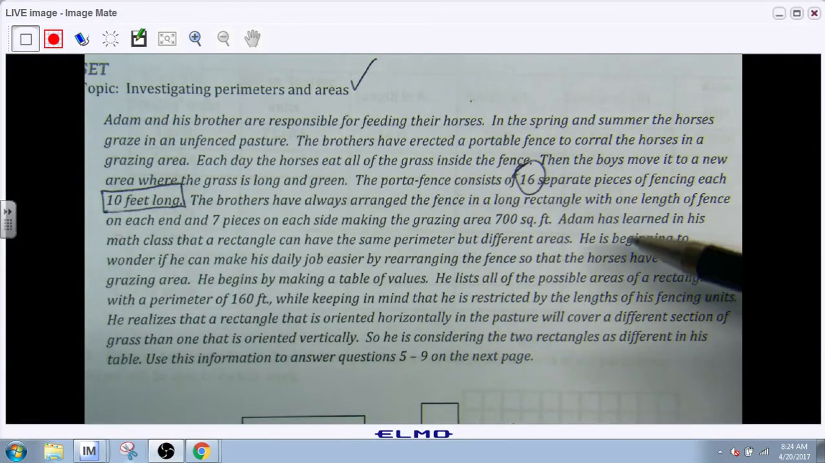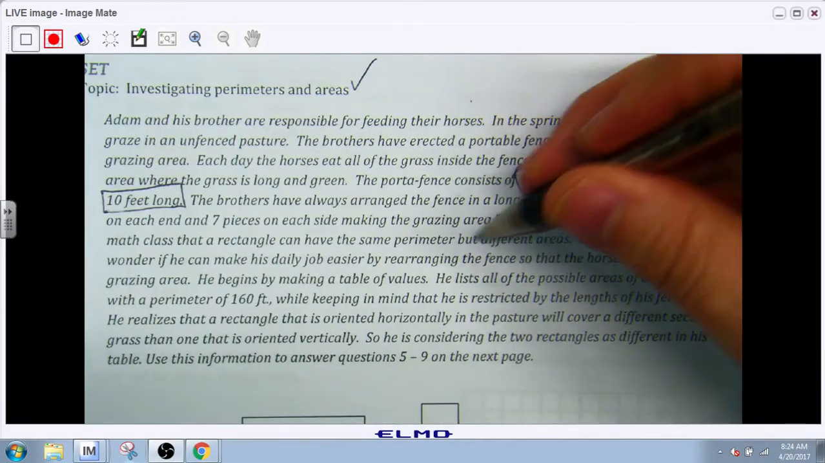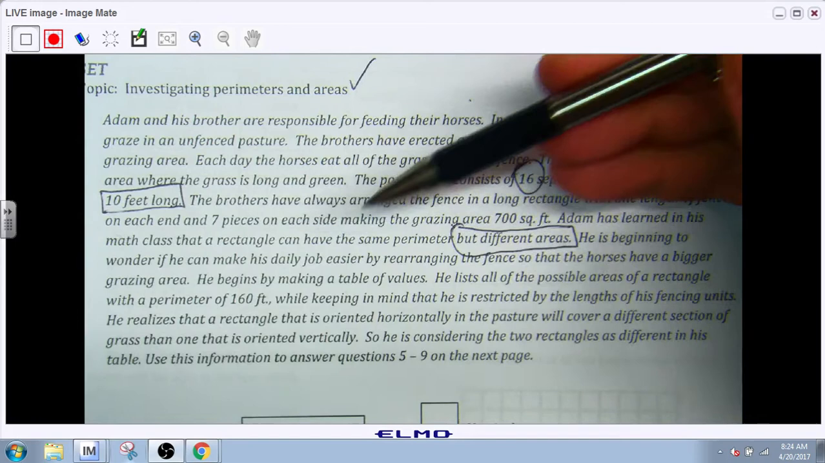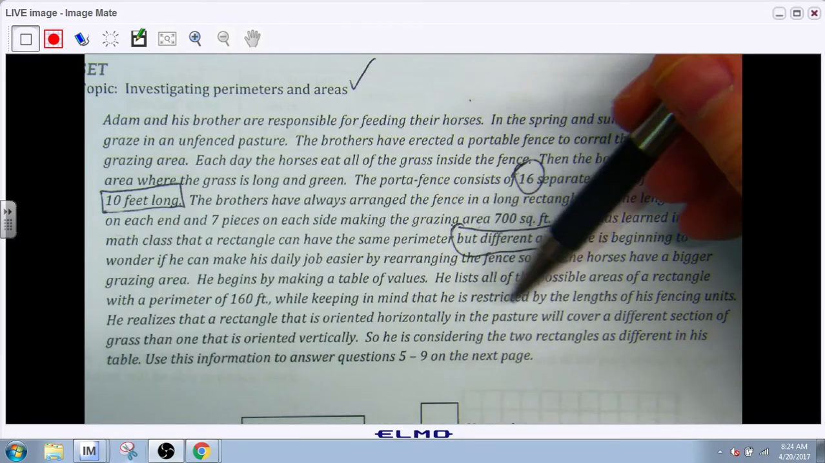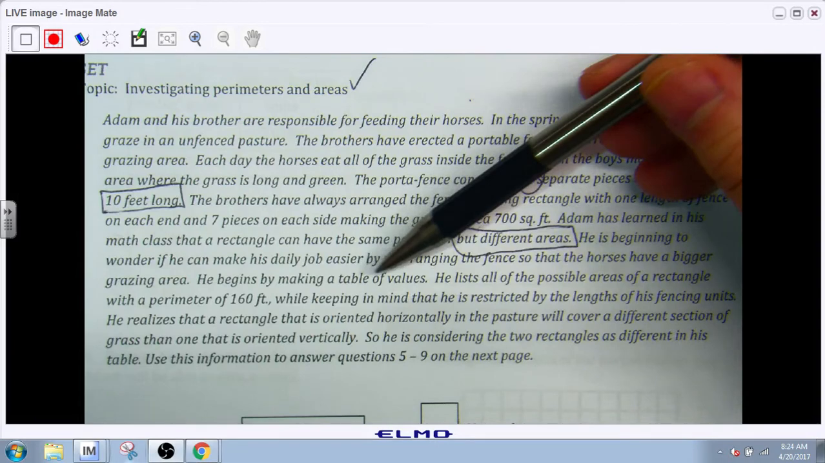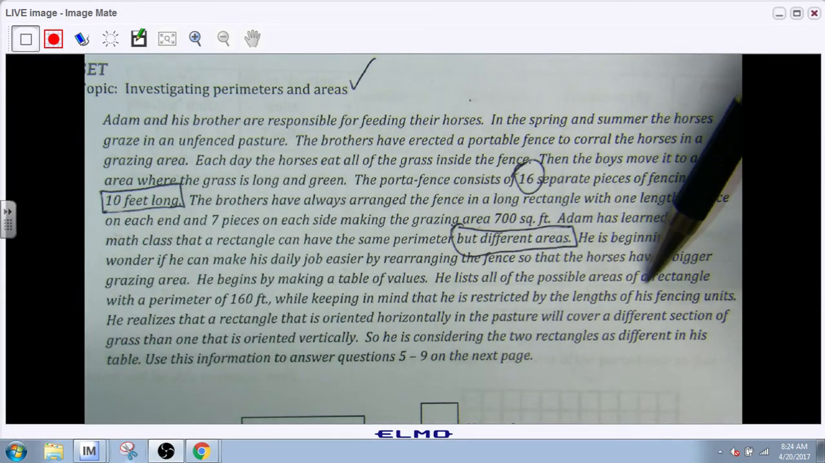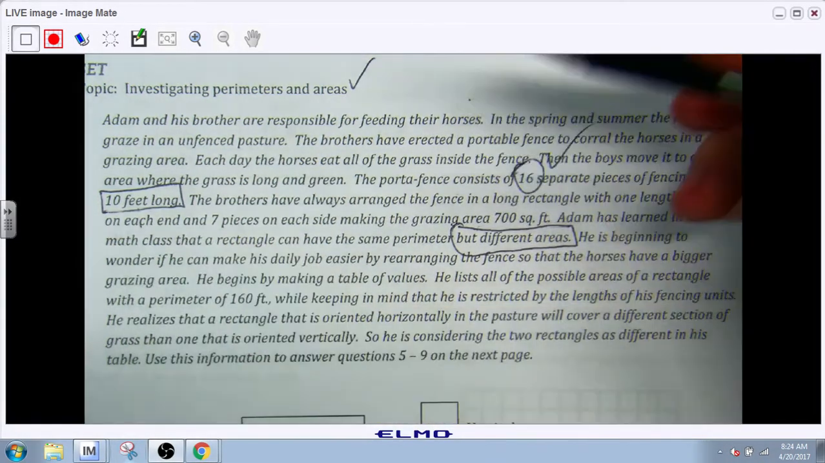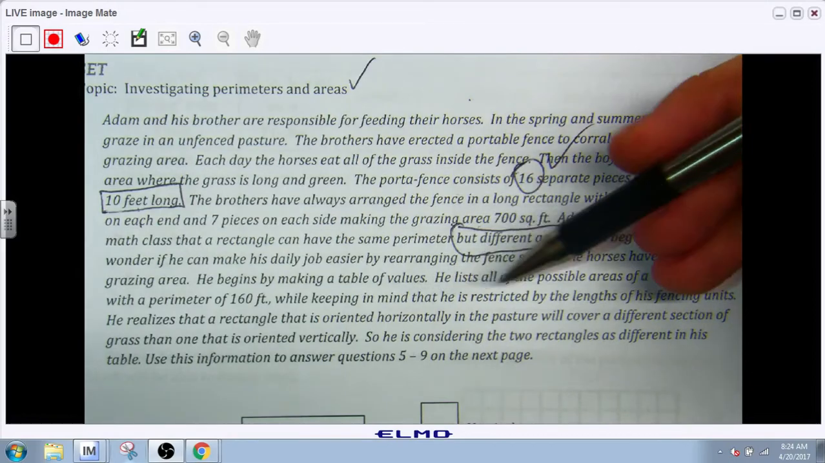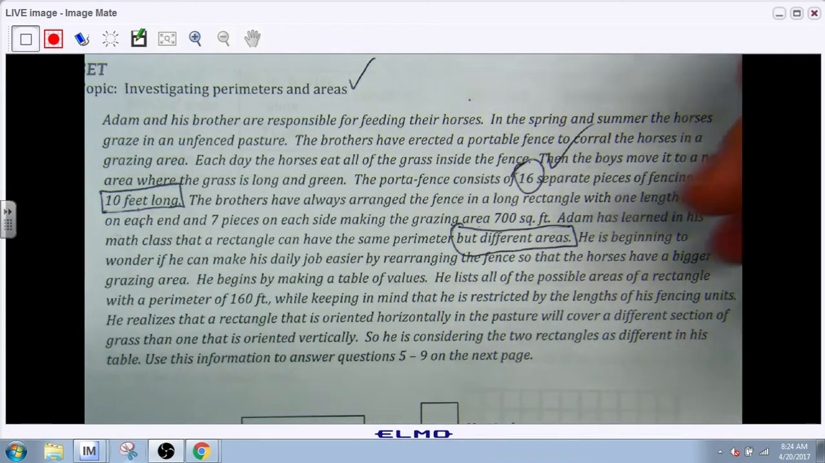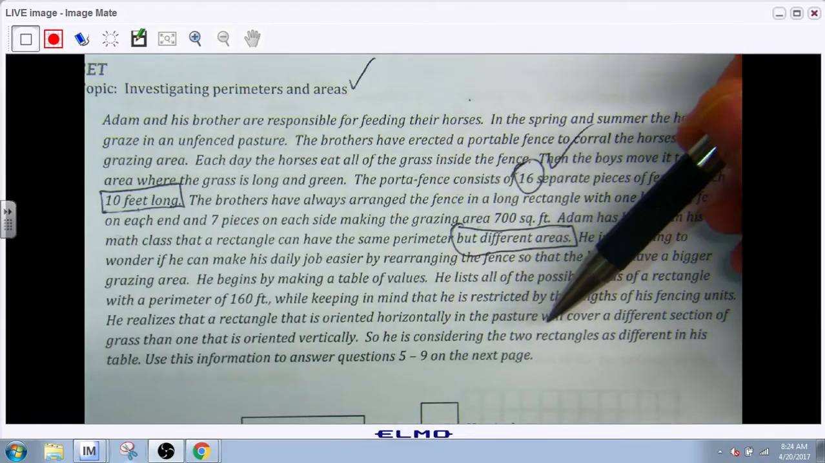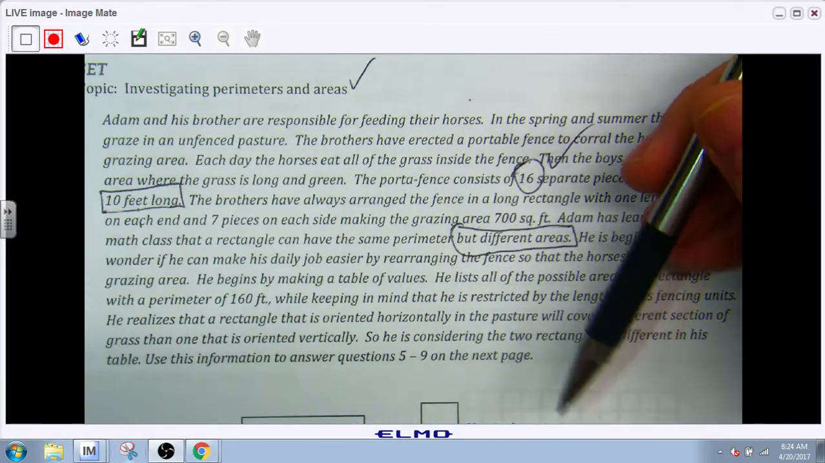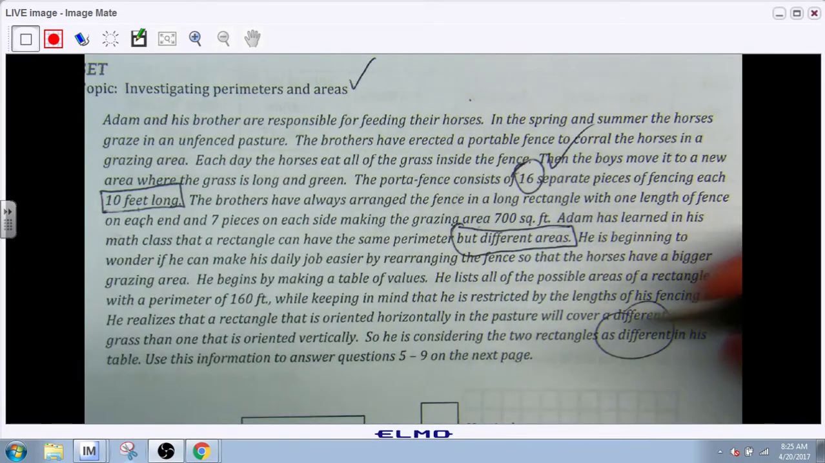Adam has learned in his math class that a rectangle can have the same perimeter but different areas. He's beginning to wonder if he can make his daily job easier by rearranging the fence so that the horses have a bigger grazing area. He begins by making a table of values. He lists all the possible areas of a rectangle with a perimeter of 160 feet. So he's using all 16 of these 10 feet long pieces, while keeping in mind that he is restricted by the length of his fencing units. He realizes that a rectangle that is oriented horizontally in the pasture will cover a different section of grass than one that is oriented vertically. So he's considering the two rectangles as different in his table.